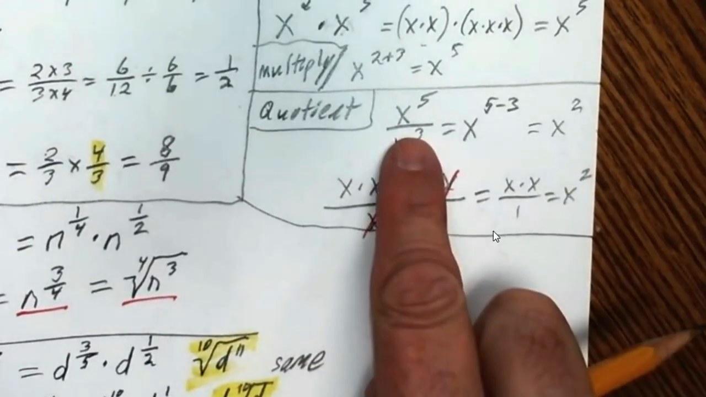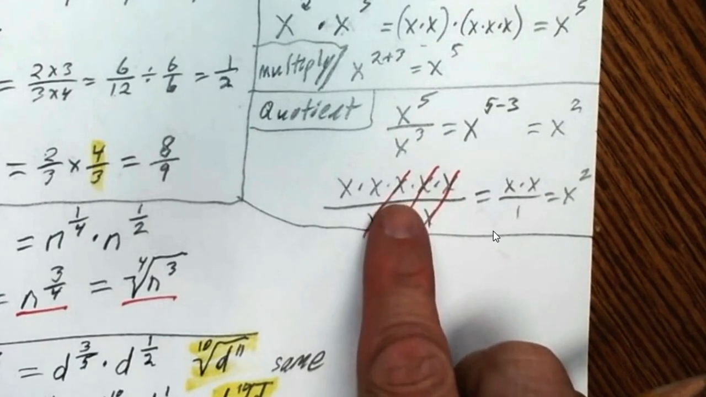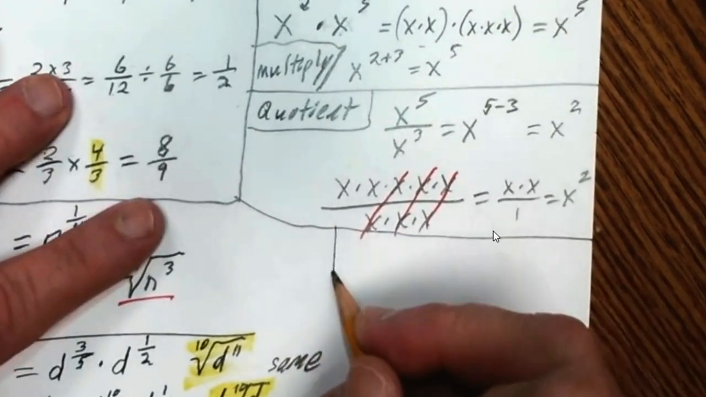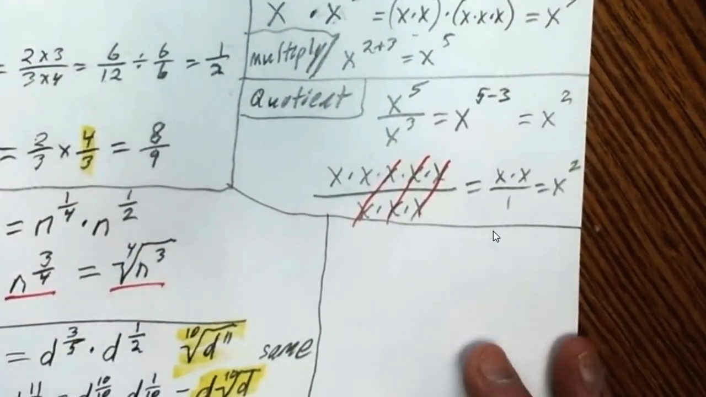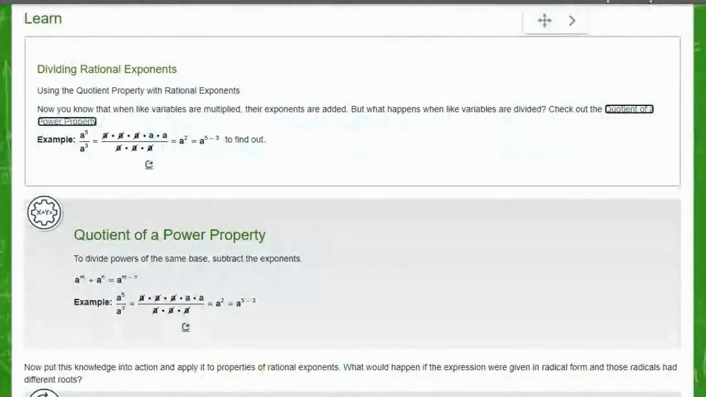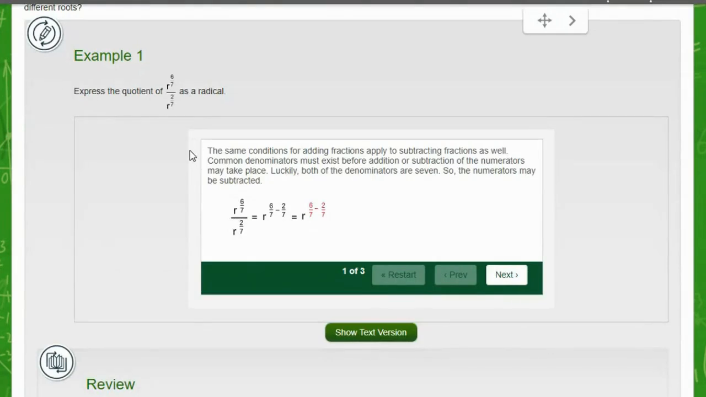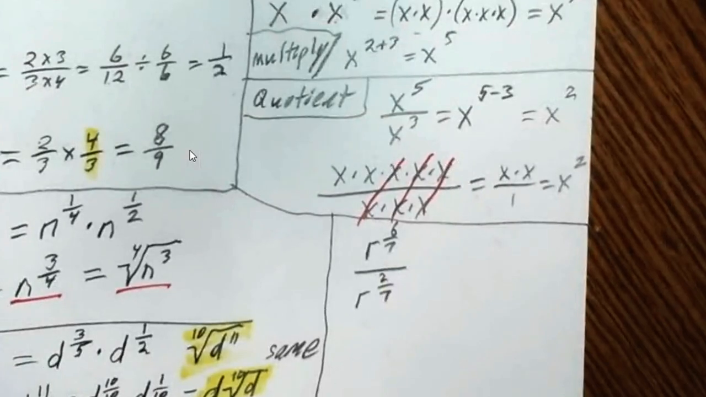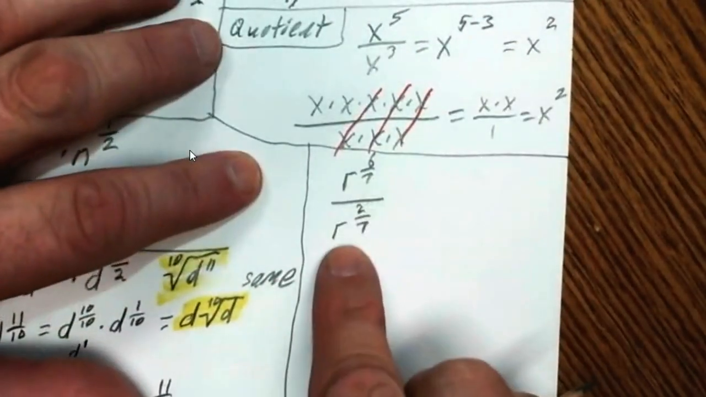So we can subtract, which means if we have a fraction, I'm sure they're going to give us an example of that real quick here. Here we go. R to the 6/7 divided by R to the 2/7. I knew they were going to give us an example real quick.